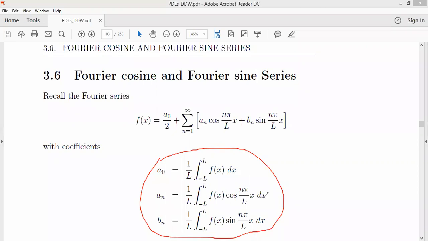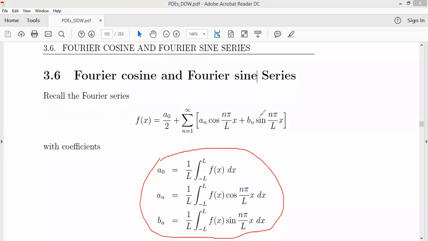You don't have to first verify that it is even or odd. What is key is, have you been notified that it is odd or even? Unless they tell you, first verify and then go ahead and compute. Okay, so the definition is the same as our Fourier series.